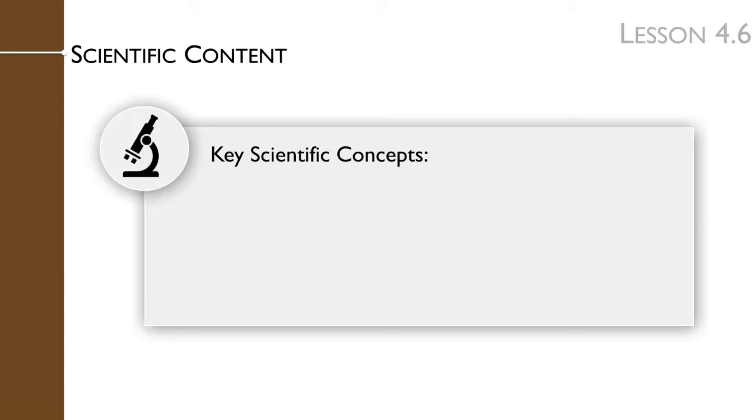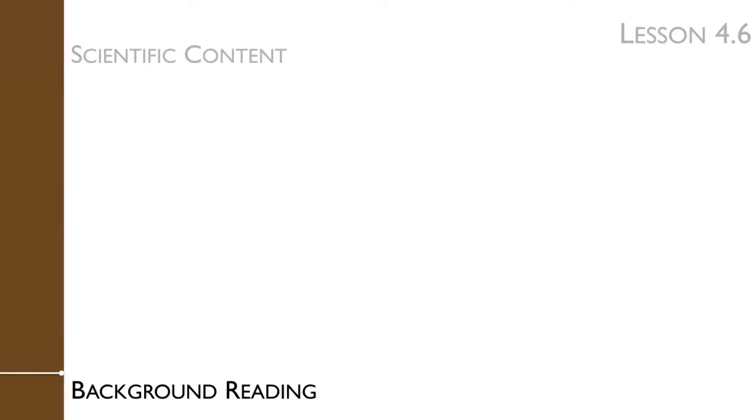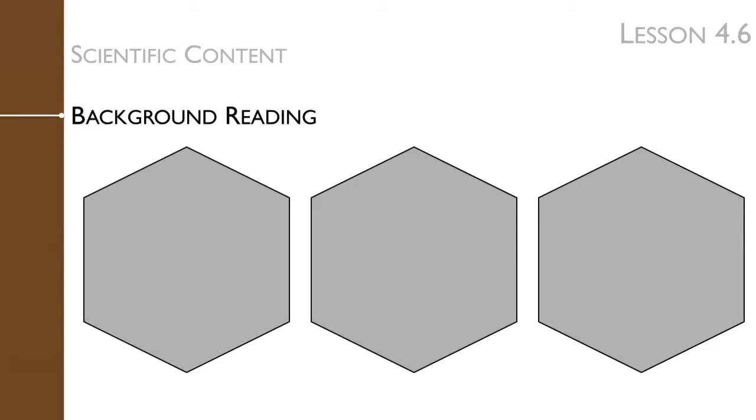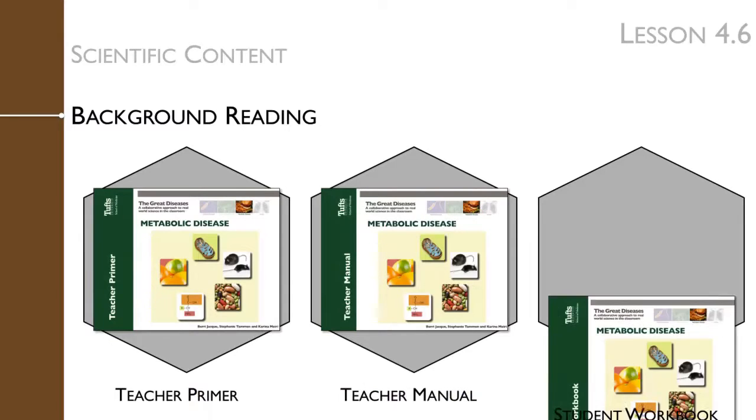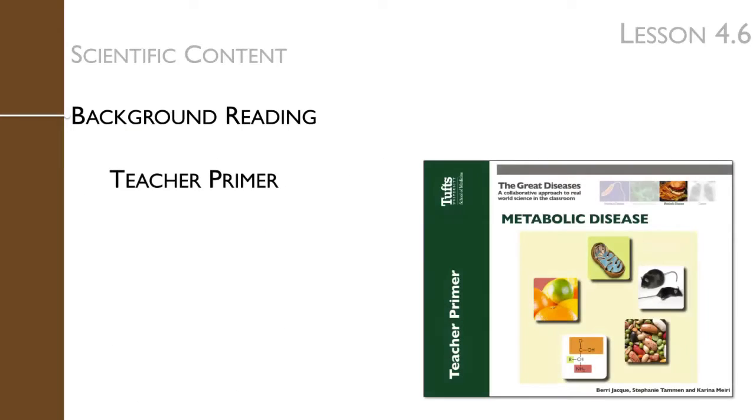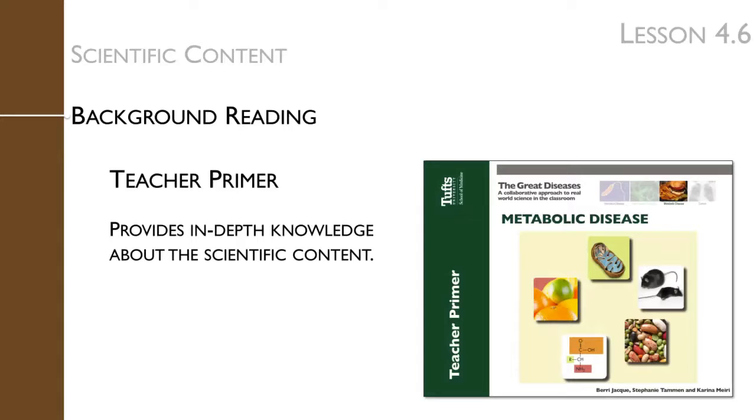To prepare for this lesson, you will need to review the key scientific concepts that are presented throughout the lesson. This includes the reward pathway and its role in food cravings and food addiction. You can review this scientific content in the background reading provided for you in the teacher primer, the teacher manual, and the student workbook. The teacher primer provides in-depth knowledge about the scientific content presented in this lesson.